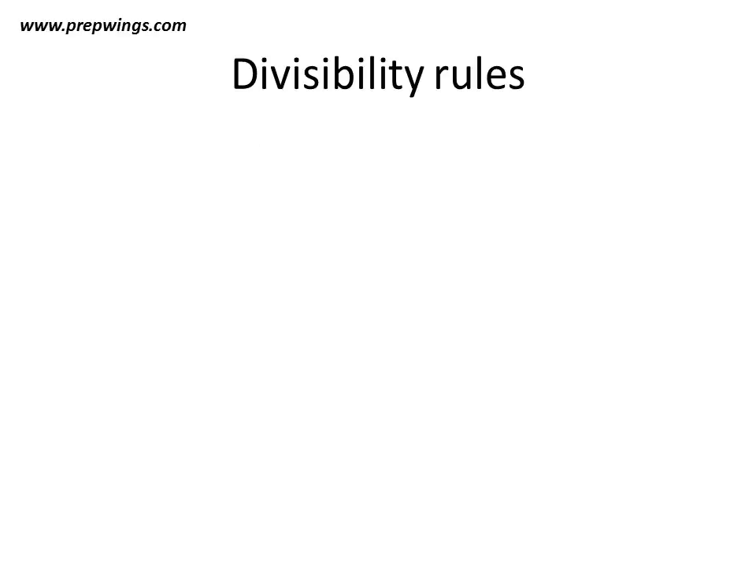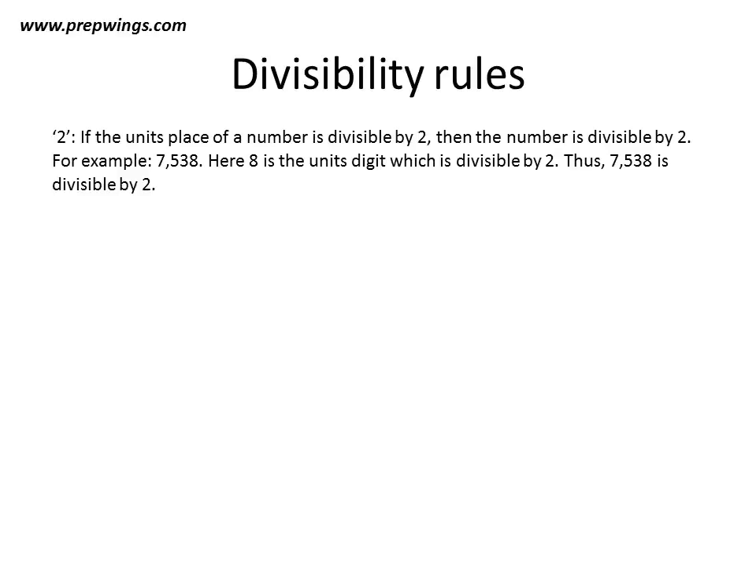Okay, so now in this video, we'll talk about divisibility rules. First, we'll see the divisibility rule of 2. To check if a number is divisible by 2, we just see the units place of the number. If the units place of the number is divisible by 2, then the number is also divisible by 2. For example, the number shown here is 7538. Here 8 is the units digit or the last digit of the number. So you can see that it is divisible by 2. Thus this number 7538 is divisible by 2.